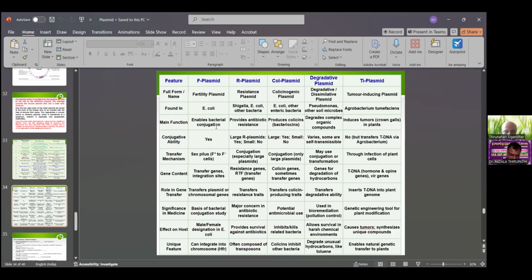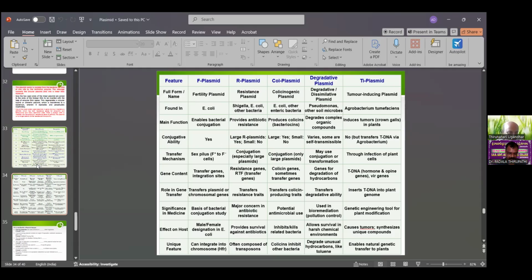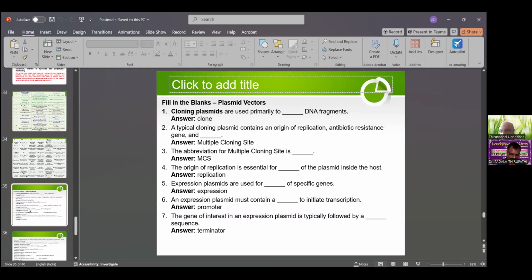Then the main function is to enable, provide, then produce. The conjugative plasmid is large and recombinant, and the size varies, but the transfer mechanism has 6 pillars. Then conjugation: these are gene content, role in gene transfer, significance in medicine, effect of the cause, effect on the host, also unique features. These are also measures to classify the 5 types of plasmid variations or differentiations. The last one is filling the blanks.